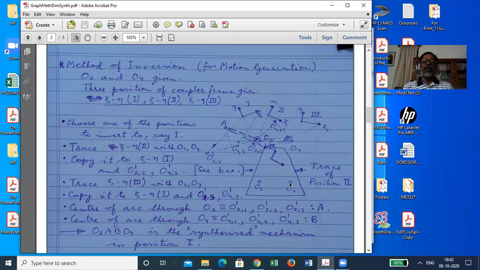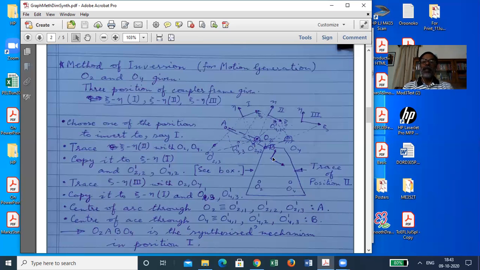Now you get them. You see, this is a perpendicular bisector, and this is the other perpendicular bisector, that gives you A. For O4, this is one perpendicular bisector, and where is the other O4? This is one O4, and this is another O4. So that is the other perpendicular bisector, that gives you B. So you get O2, A, B, O4.